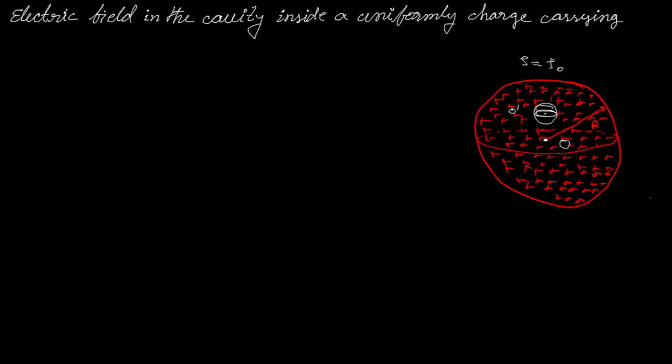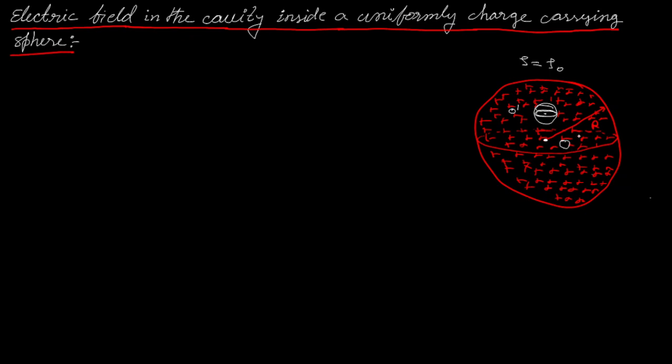Uniformly charge carrying sphere. Okay, so we want to calculate the electric field inside the cavity. And where is the cavity? The cavity is inside the uniformly charge carrying sphere. As we have shown in the figure, we have a radius r solid, uniformly charge carrying sphere, and within this sphere we have created a spherical cavity.